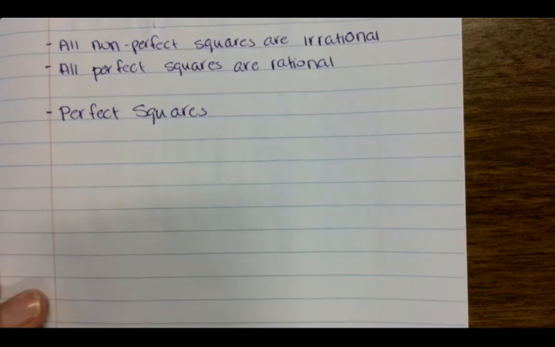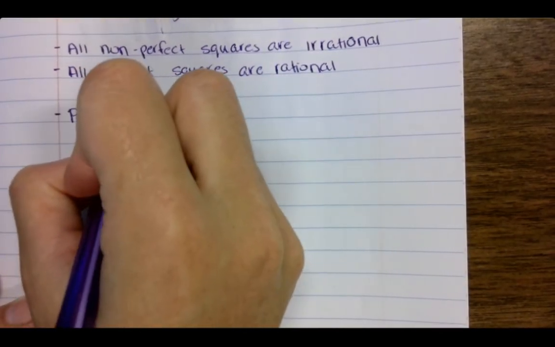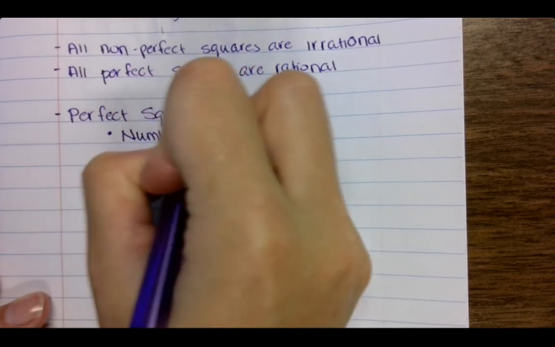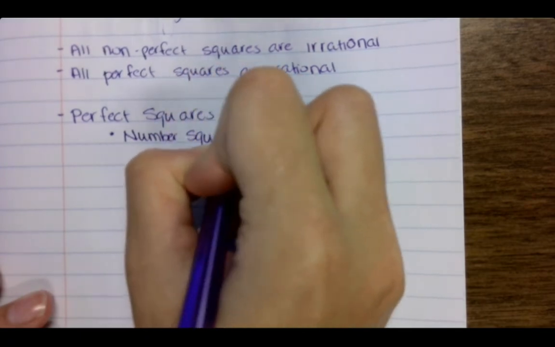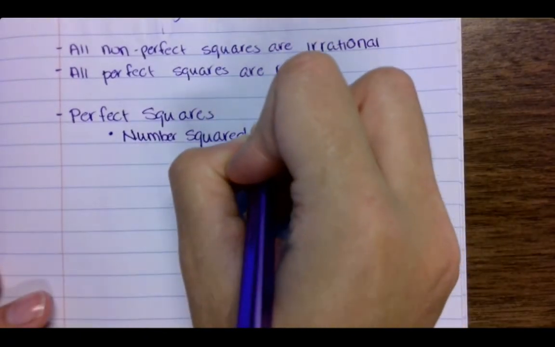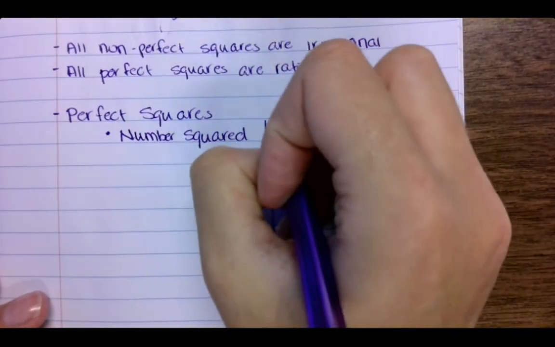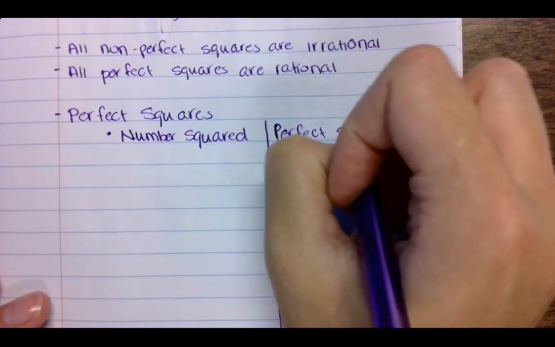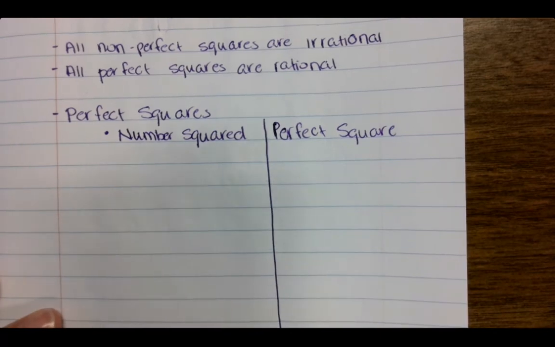You ready? So we are going to have the number squared. And let's draw a nice long line. And the perfect square. All right, we're going to just go down this list.